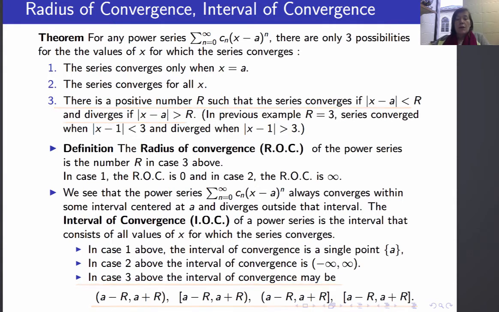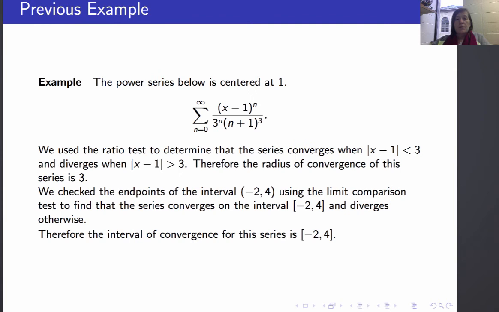The series converges certainly on the open interval from a minus r to a plus r, and it may converge at either none or 1 or both of the endpoints, giving us 4 possible cases for the interval of convergence here. Let's try to apply this to the power series, the sum of (x minus 1) to the n over 3 to the n times (n minus 1) cubed.